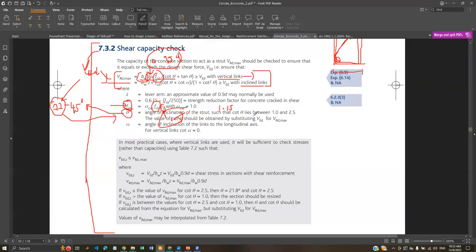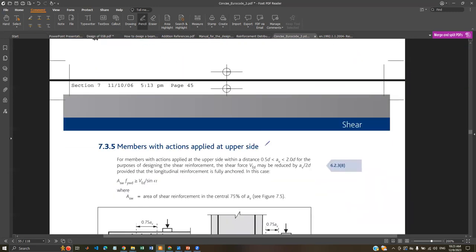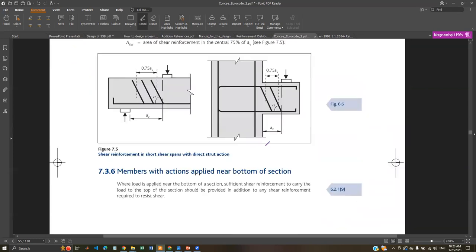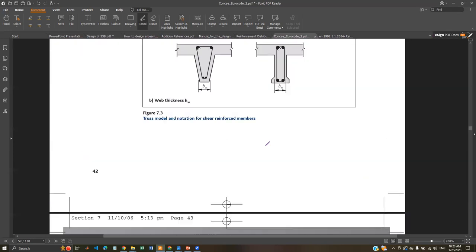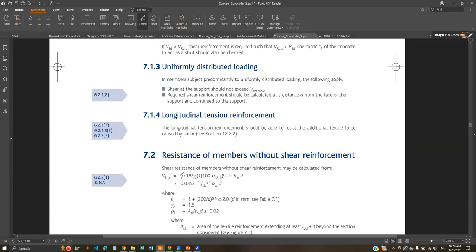So you can see here, again, you need to go with the resistance of the member without shear reinforcement. Right. So you know why I need to go with this part? Because I don't need to provide any shear reinforcement at the support condition. So I need to check with this, whether my shear is satisfied with this condition.